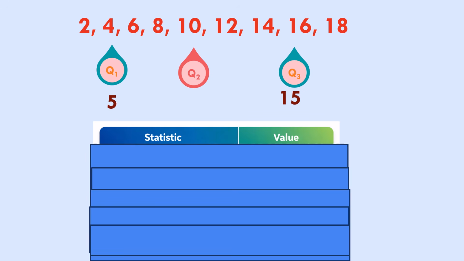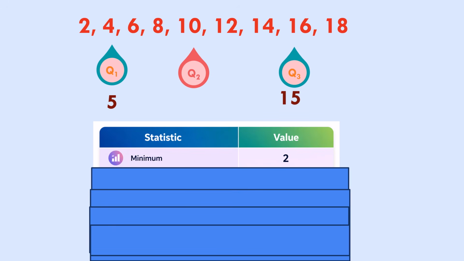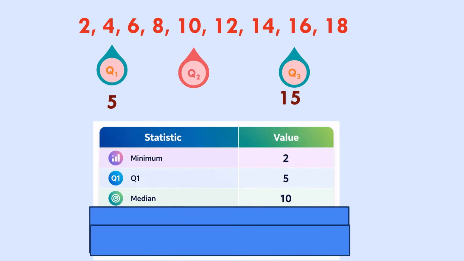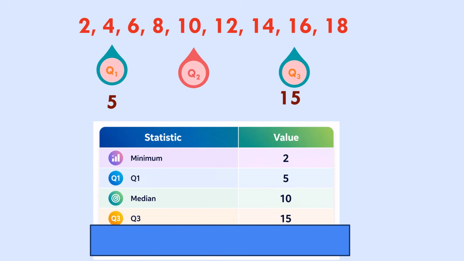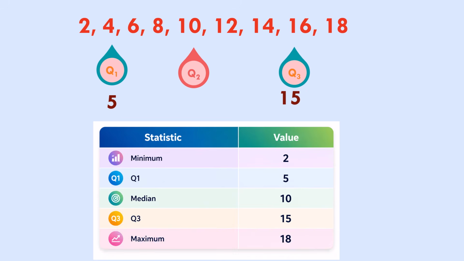Let us identify the minimum. The minimum, that is the smallest value, is 2. Quartile 1 is 5, quartile 2 or the median is 10, quartile 3 is 15, and then the maximum value is 18.